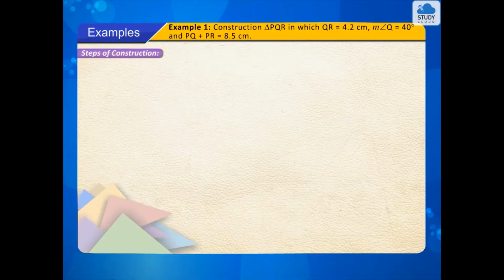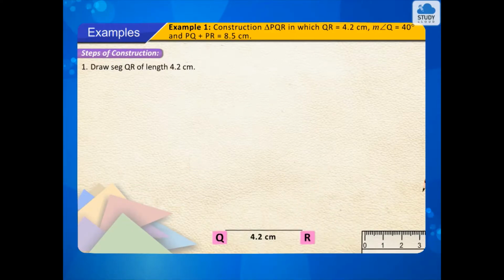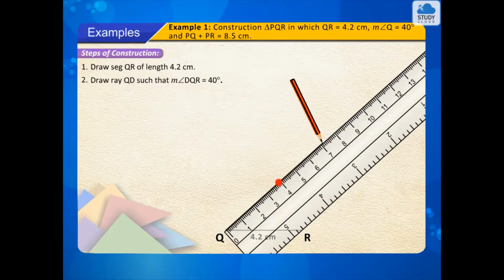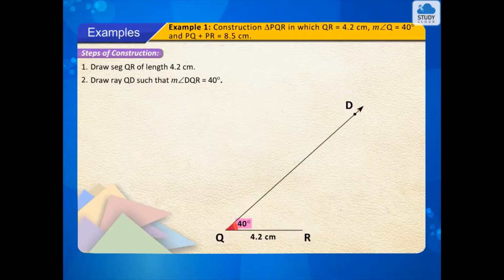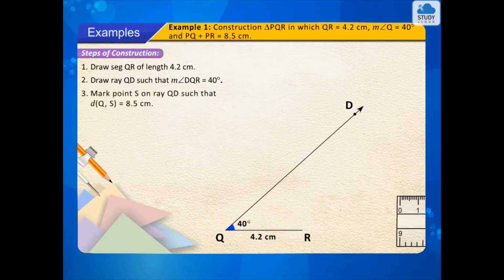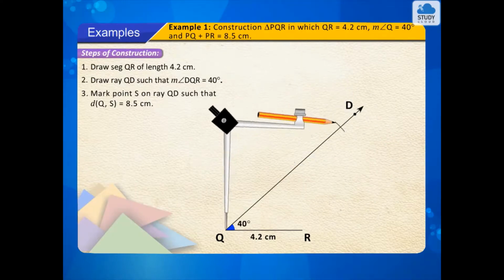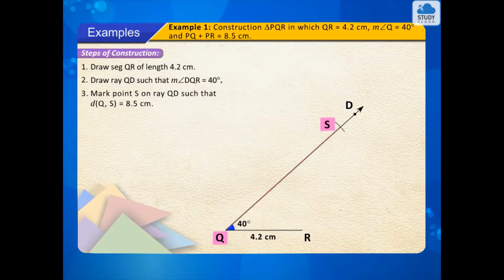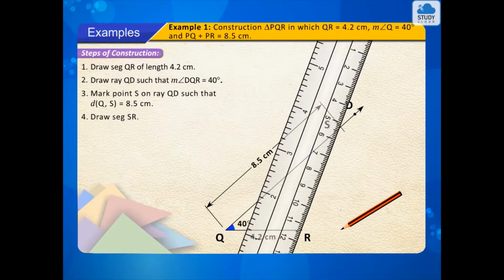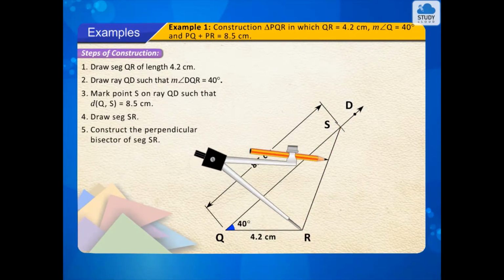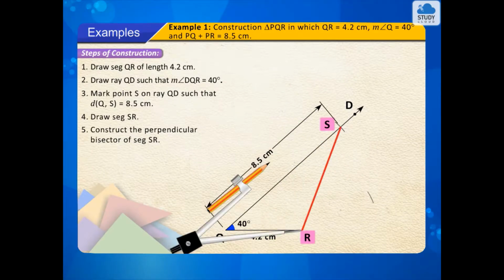Steps of construction. 1. Draw segment QR of length 4.2 cm. 2. Draw ray QD such that measure of angle DQR is equal to 40 degrees. 3. Mark point S on ray QD such that distance between Q and S is equal to 8.5 cm. 4. Draw segment SR. 5. Construct the perpendicular bisector of segment SR.